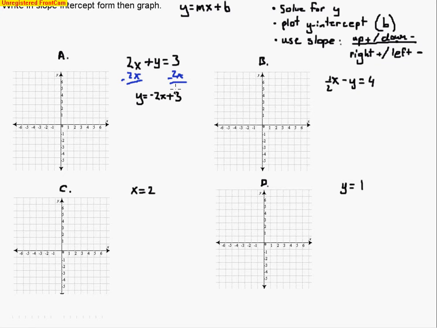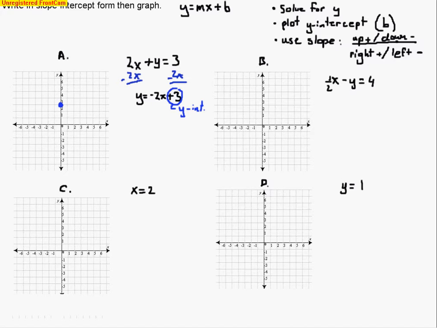So remember, the y-intercept is the b term. That's the number that's being added or subtracted from the x value. And so here's my y-intercept. I'm going to start at that point. So I go 3 spaces up, and I put the dot.